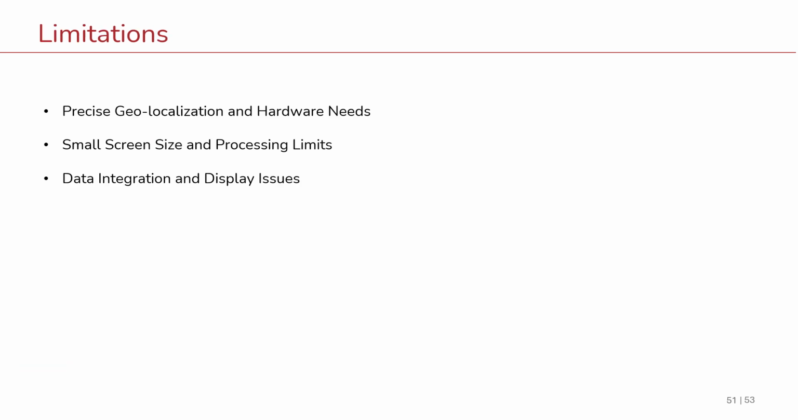In our study, we identified challenges with AR technology such as the need for precise geolocalization and high-performance hardware, which can limit accessibility. Small screen size and processing limits are other limitations of using smartphones. We also noticed that users struggle with integrating different types of data. Further designs should consider more intuitive display options like superimposed or side-by-side views to enhance understanding and interaction.